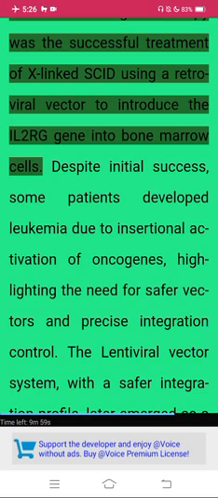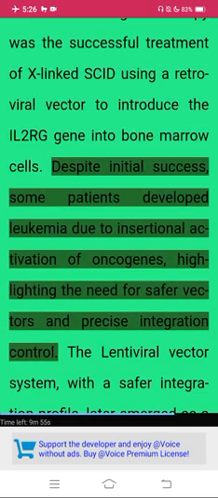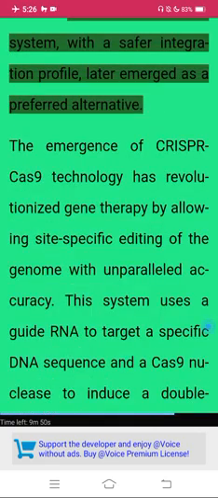A landmark in gene therapy was the successful treatment of X-linked SCID using a retroviral vector to introduce the IL-2RG gene into bone marrow cells. Despite initial success, some patients developed leukemia due to insertional activation of oncogenes, highlighting the need for safer vectors and precise integration control. The lentiviral vector system, with a safer integration profile, later emerged as a preferred alternative.